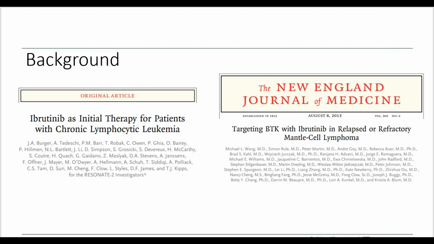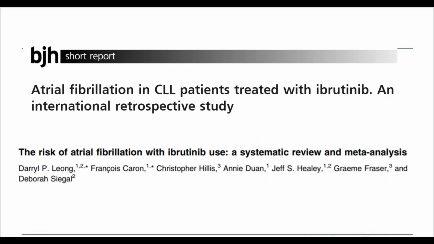So just to give a perspective of the background, Ibrutinib has really been a game changer since its introduction. It's now frontline for CLL, and it's been approved for many hematologic malignancies, with great efficacy, as has been noted in multiple publications. As of now, it's a first-line therapy in many malignancies. But with the increased use, a side effect had been noted, and increasingly reported and published, and that's atrial fibrillation.